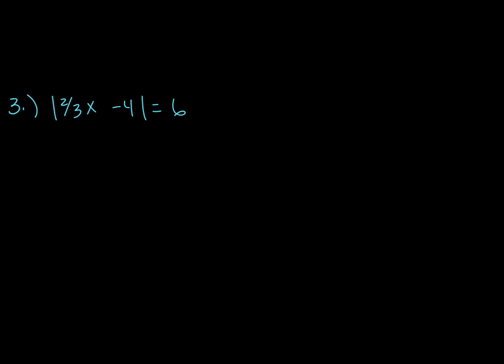Alright, number 3, the absolute value of 2/3 x minus 4 equals 6. So remember, absolute value, the 2 bars, means write it twice.